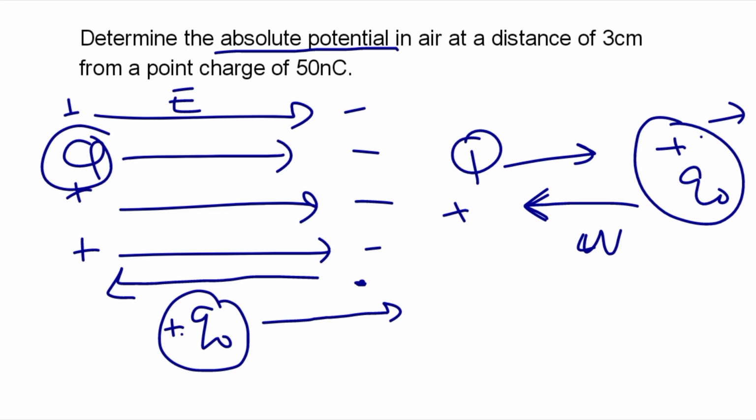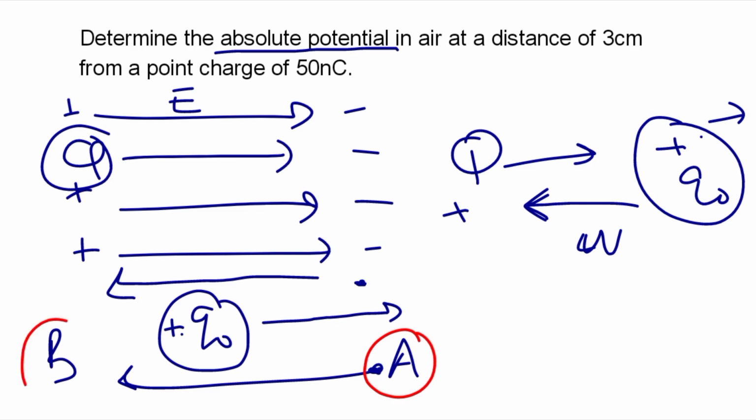So let's assume that this point here is point B, which is where our charge is located, and this is point A. We are trying to move the charge from point A to point B. If we are trying to move the charge from point A to point B, then definitely work has to be done, since it is going in the opposite direction.